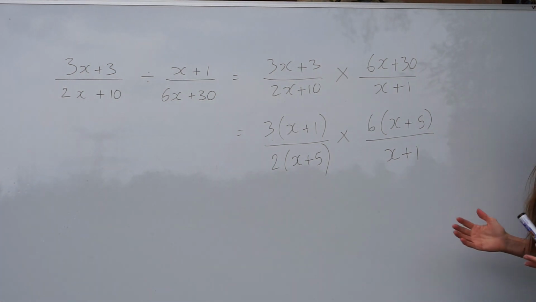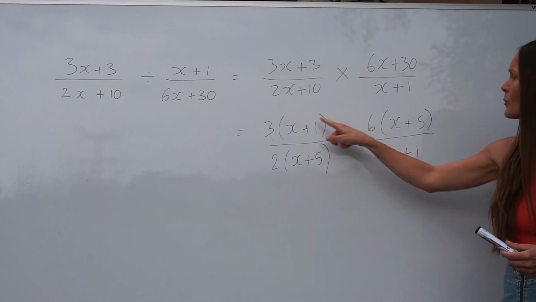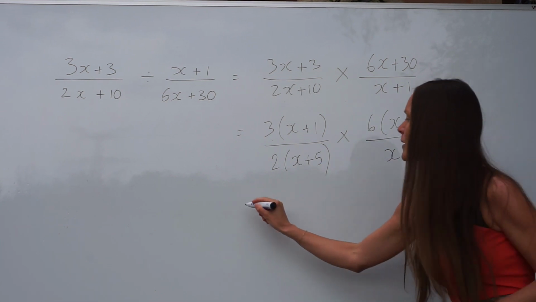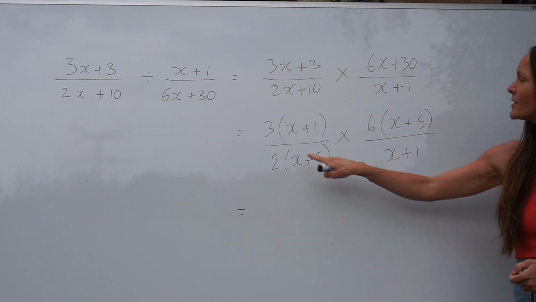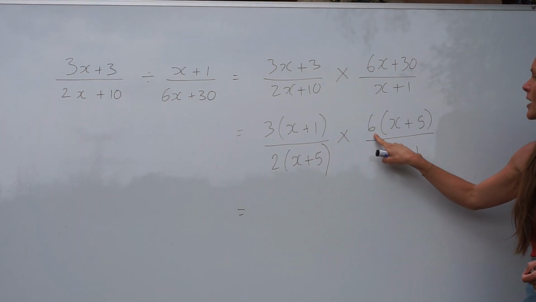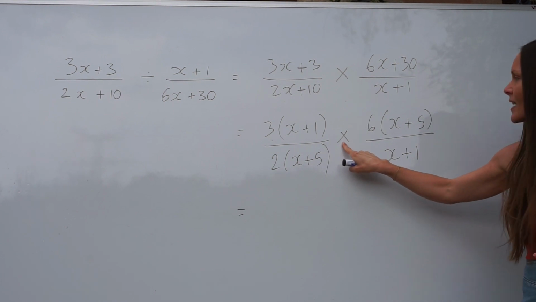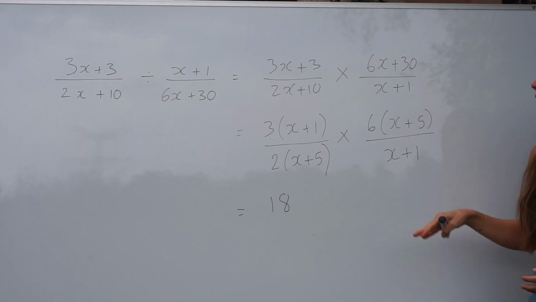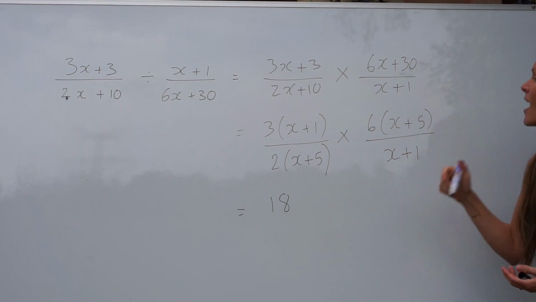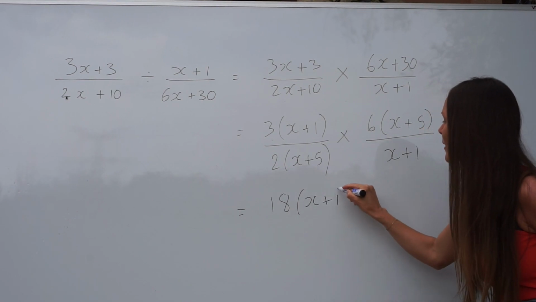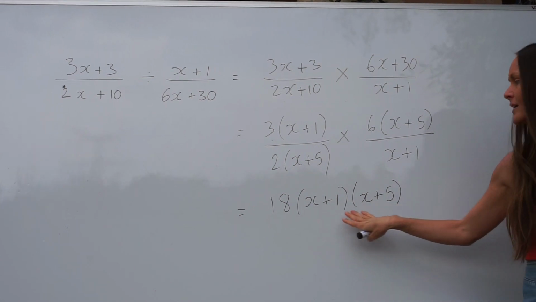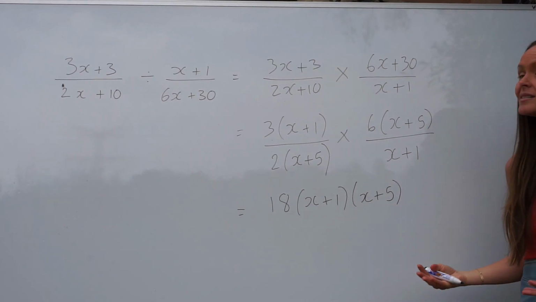Next, what you can do is group it all together. When you're multiplying fractions, you're just multiplying the numerators together and multiplying the denominators together. So if I look at the numerators, I can see there's a number 3 here and a number 6. If I multiply those numbers together, I get 18. The x plus 1 and the x plus 5 are also being multiplied with each other, and I can just leave them inside their brackets, because when you see brackets, it means they're being multiplied with each other. So that's the numerator simplified.